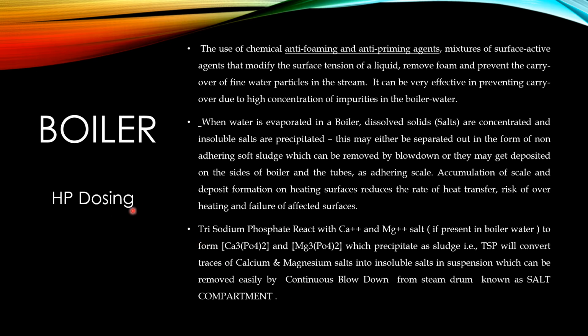So we require HP dosing, that is trisodium phosphate. Trisodium phosphate reacts with traces of calcium and magnesium salts present in boiler water, and that calcium and magnesium will be converted to calcium phosphate and magnesium phosphate, which precipitate as sludge. That is, TSP will convert traces of calcium and magnesium salts into insoluble salts, in suspension, which can be removed easily by continuous blowdown from the steam drum, at the place called the salt compartment.